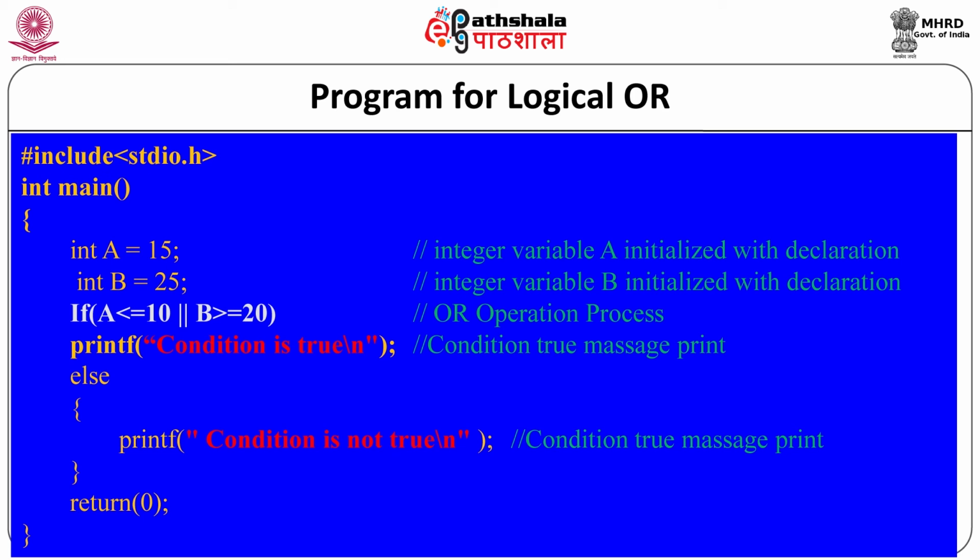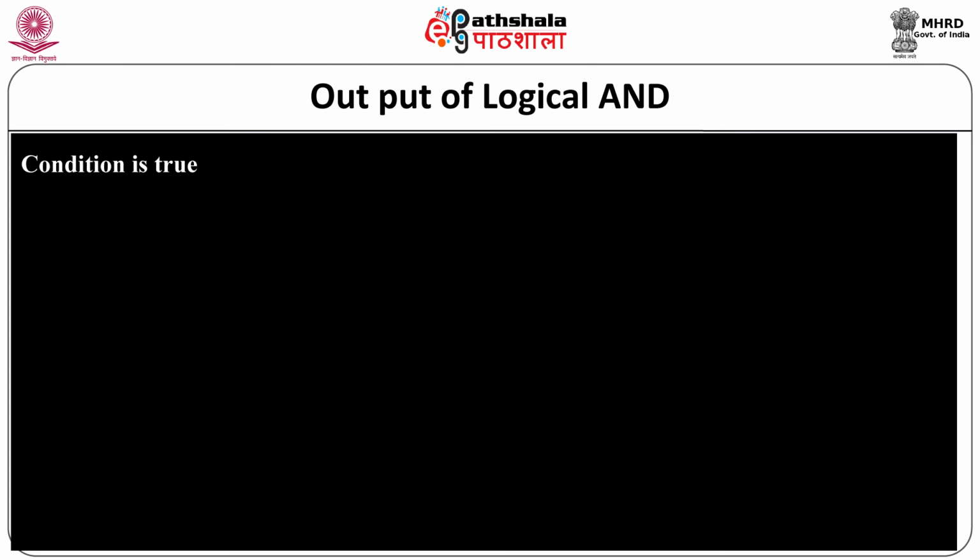You know the output of the logical OR gate or logical OR operator is 1 when any one of the expressions is true. Now here the second expression is true, hence the statements written under the if statement get executed. In this, the printf statement will be executed like condition is true, but the statements written under the else statement will not be executed because that condition is true. Now you can see the result of this program, that is condition is true.